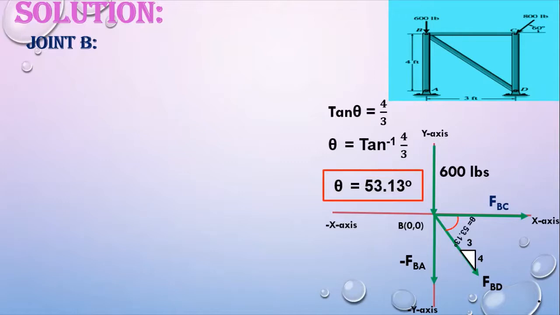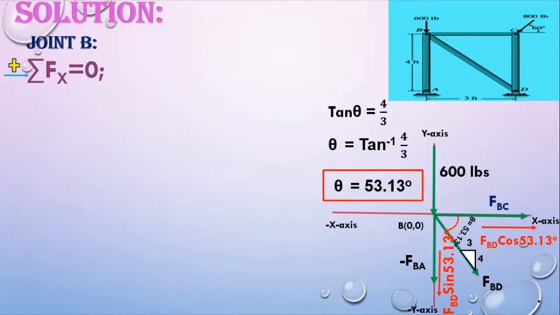Then we have to resolve FBD into its components. How can we resolve FBD into its components? You can see FBD cos 53.13 degrees, which should be positive, but the vertical component should be negative, so FBD sin 53.13 degrees. Now we are going to sum up horizontal forces first, because we know the value of FBC, which we have already calculated at joint C. So summation of Fx equals 0.